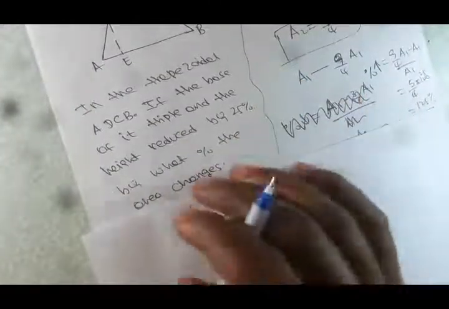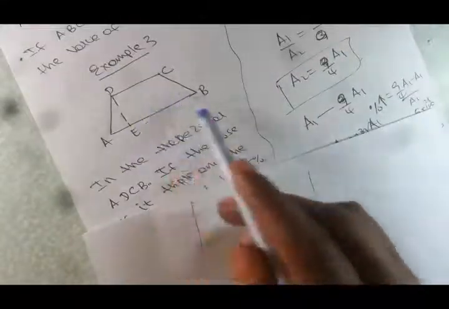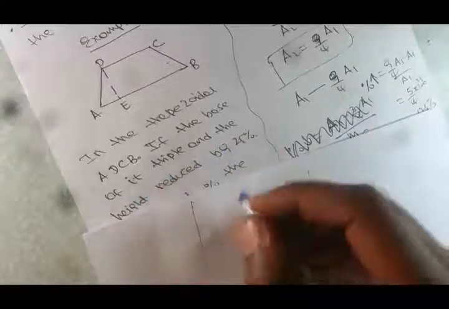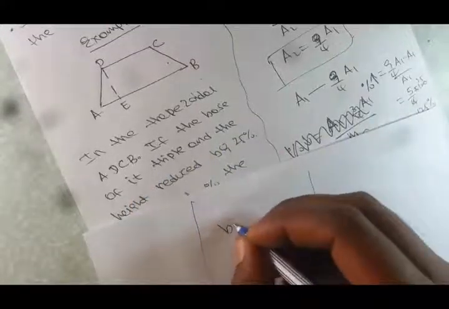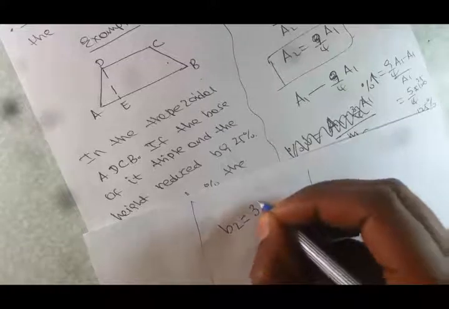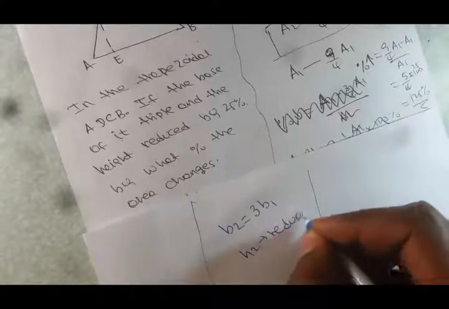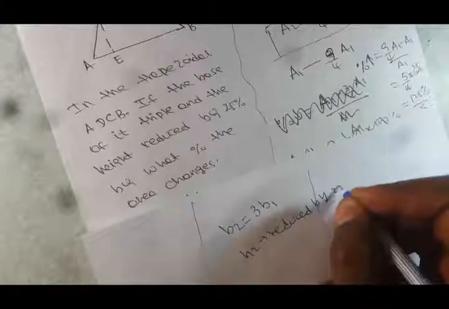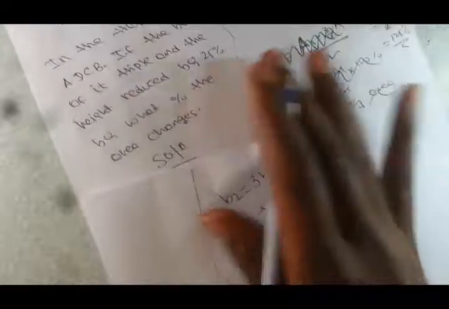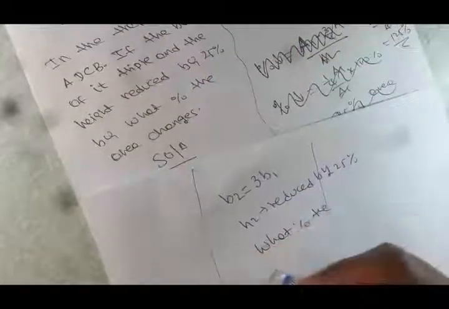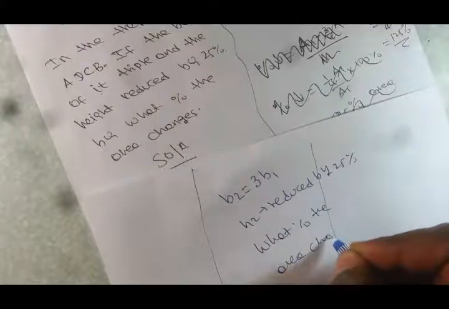And our example 2 says that in the trapezoid ABCD, if the base of it is tripled, let's say B2 is tripled, meaning 3 times B1, and the height, meaning H2, is reduced by 25%. Then we are asked by what percent the area changed.